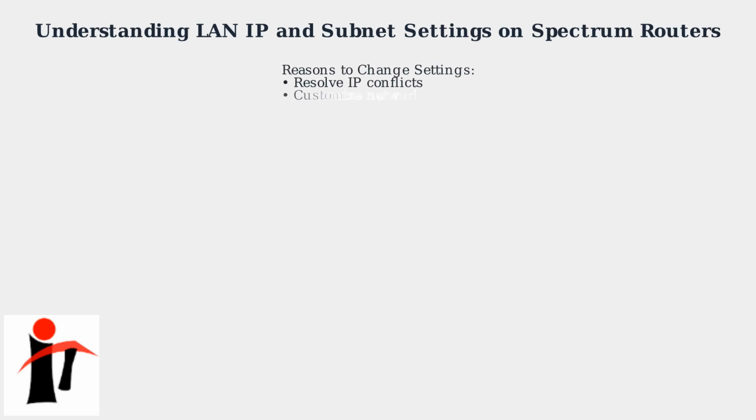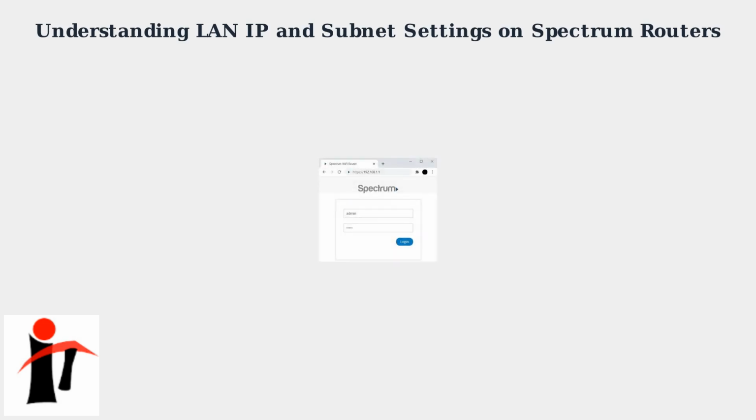You might need to change these settings to resolve IP conflicts with other devices, customize your network setup, or configure multiple routers in your home. To access these settings, log into your router's web interface by entering the current IP address in your browser. Default credentials are usually admin for username and password for the password, which you can find on the router sticker.